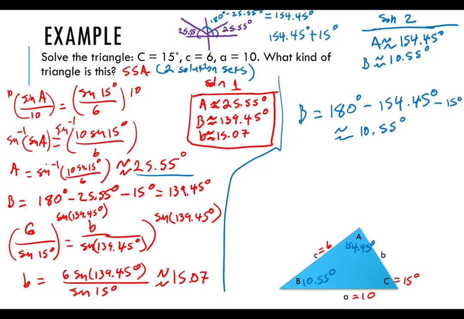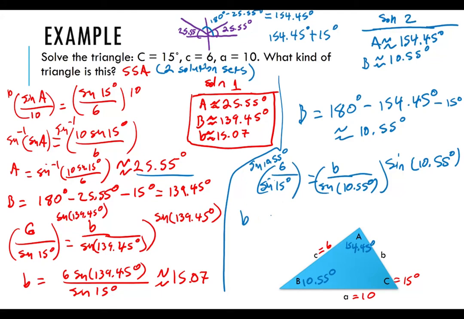Okay, so then I just need to find side length B, but to find side length B, it's really exactly the same as we did earlier. That's going to be 6 divided by sine of 15 degrees is equal to side length B divided by sine of angle B, which is 10.55 degrees. Multiply both sides by sine of 10.55, and so I get that side length B is equal to 6 times sine of 10.55 degrees, all divided by sine of 15 degrees, which I get to be a side length of 4.24 when rounded to 2 decimal places.